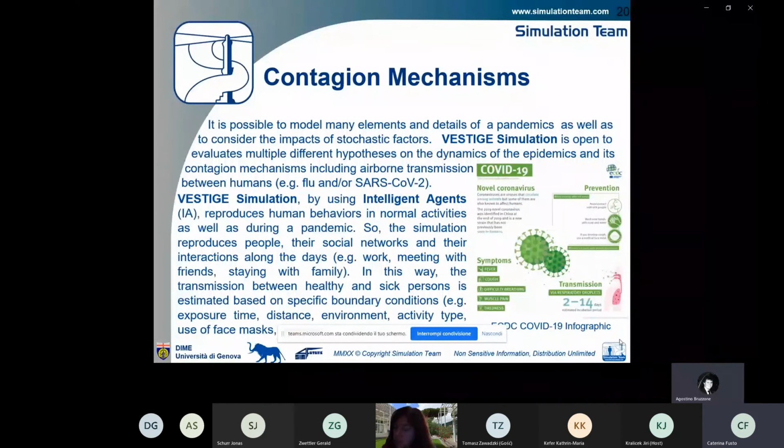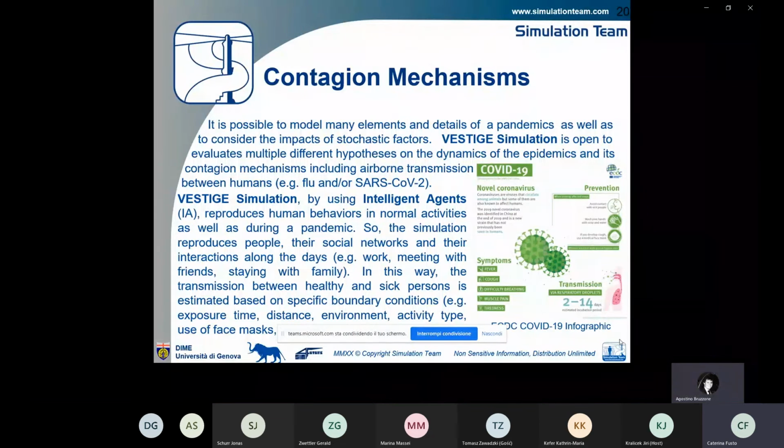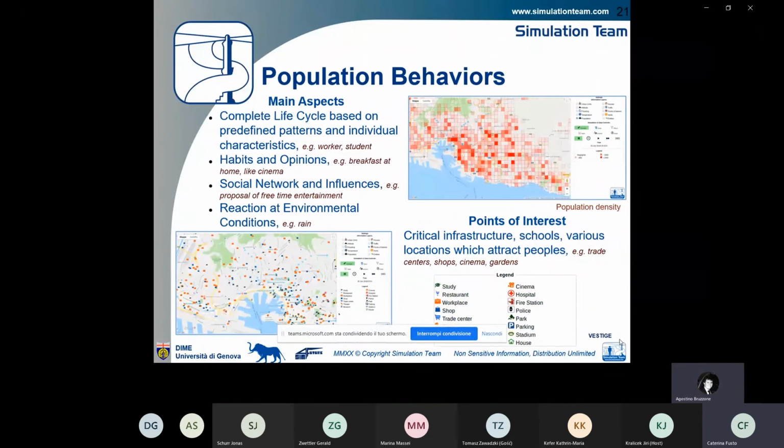One important aspect in the simulation model is to couple the contagion mechanism and, in this case, the virus, but in general the disease life cycle, as well as its impact on the population and the effect that you have. In our model, we simulate the population person by person, interacting not only as individuals but as a social network, within their family, with their friends, based on the work they do, based on their role.